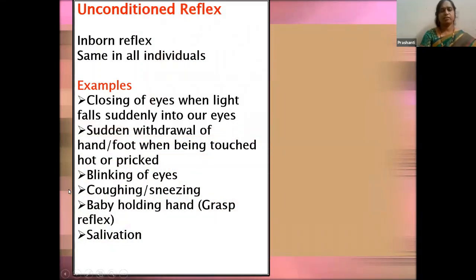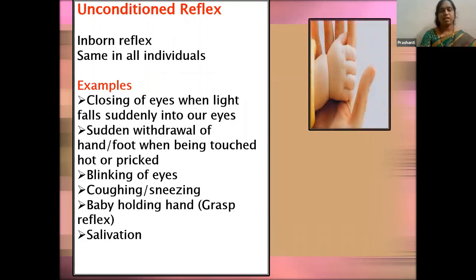Unconditioned reflex. So that is the inborn reflex. So that is the closing of eyes, that is when any light falls suddenly in our eyes. Sudden withdrawal of our hand when anything pricks, or when we touch any hot object. Blinking of the eyes. Coughing or sneezing. Baby holding hand. So a newborn baby also holds the hand. That is a grasp reflex. Salivation.